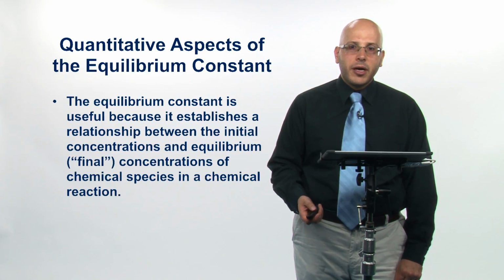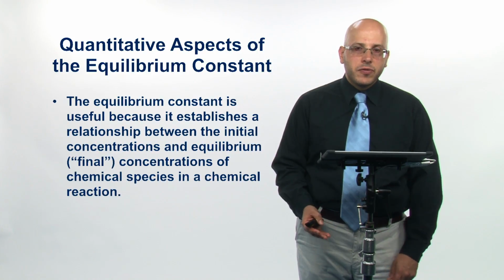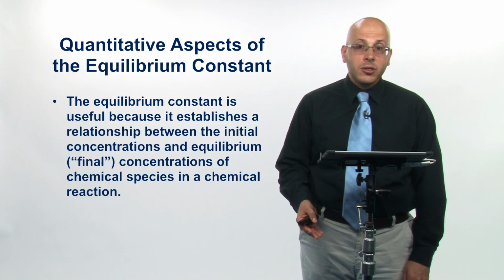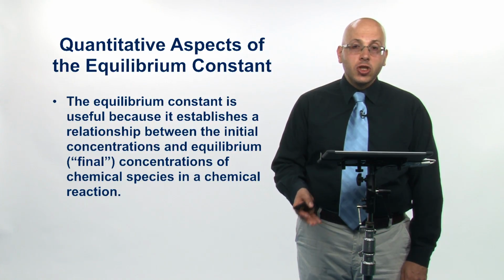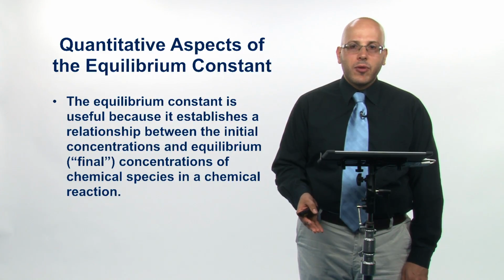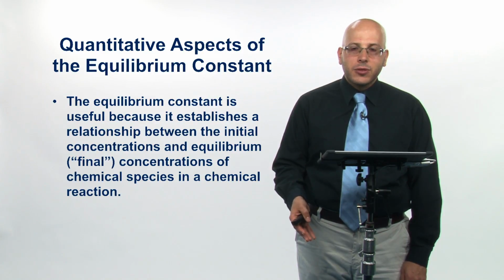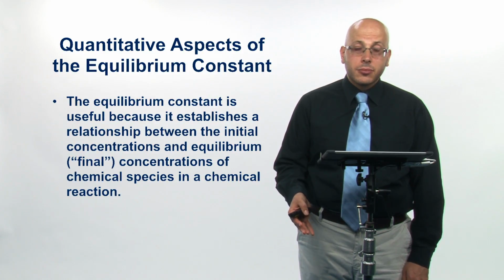Okay, and so the equilibrium constant is actually very useful in a lot of different situations because it gives us a relationship between the initial amounts that are present in a chemical reaction and how much is present at equilibrium, which we're going to consider like the final amount in a chemical reaction.